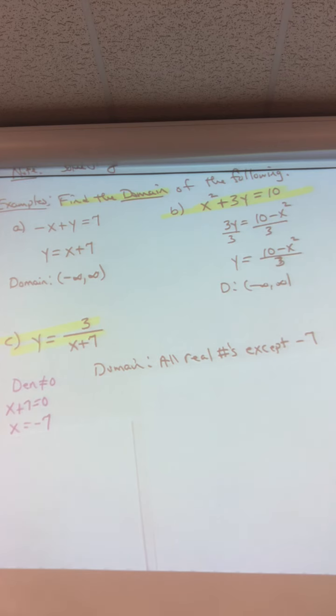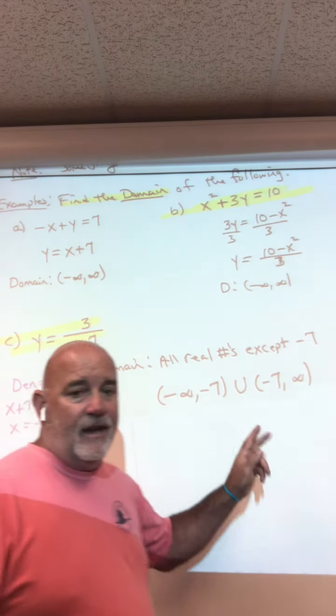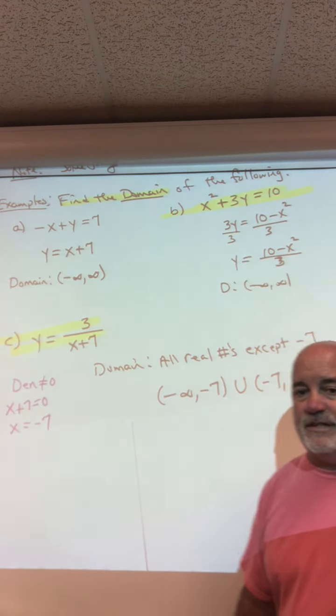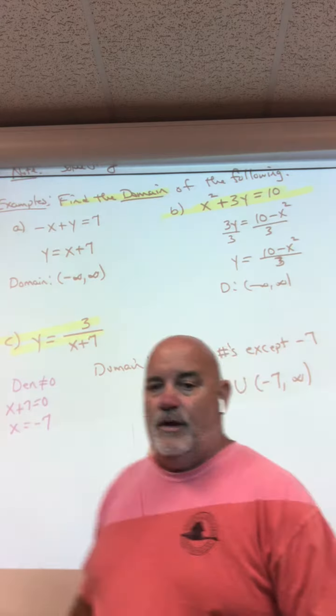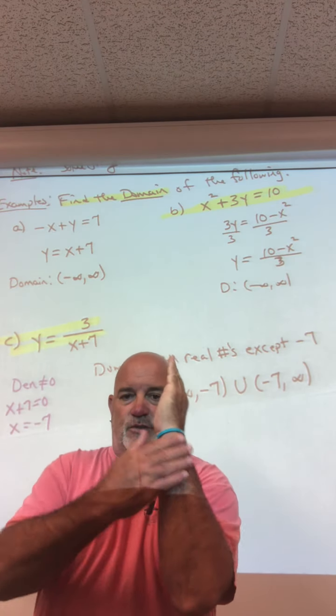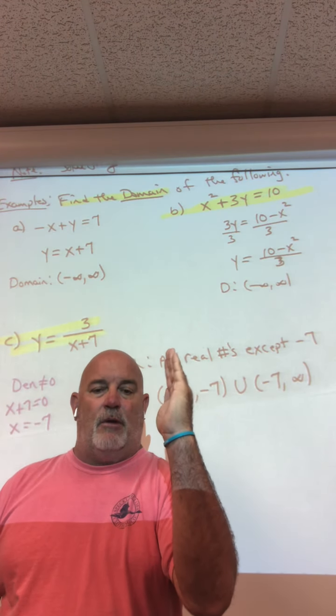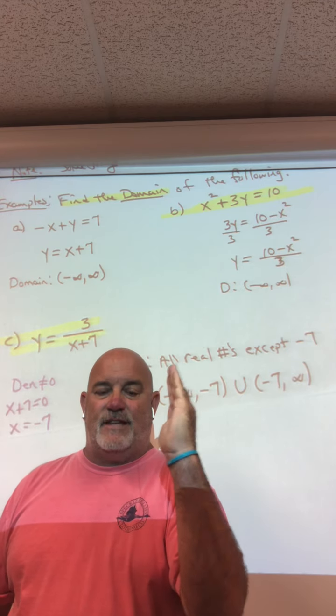Now, in the homework, if he asks you to give this as an interval, here's how it's written. Negative infinity to negative 7, union negative 7 to infinity. Let me explain what that means. Think about, suppose this was negative 7 right here on the number line. You can't use negative 7.